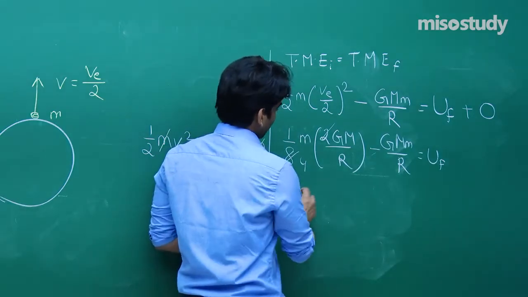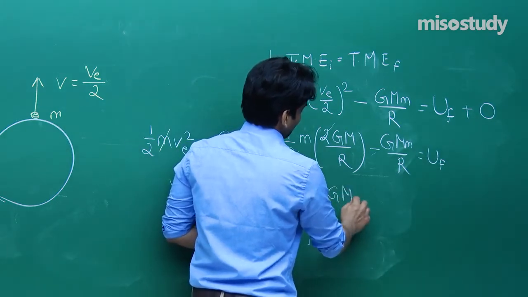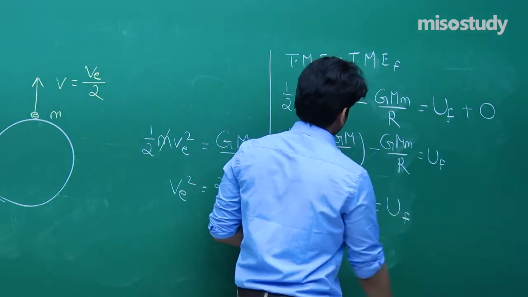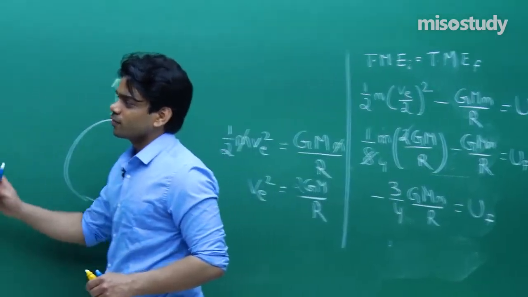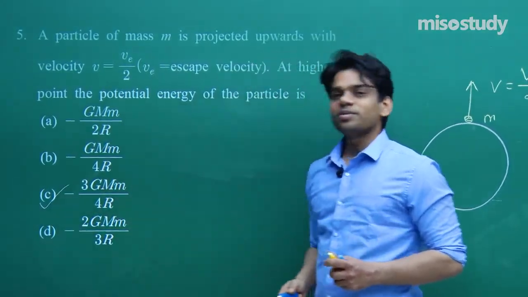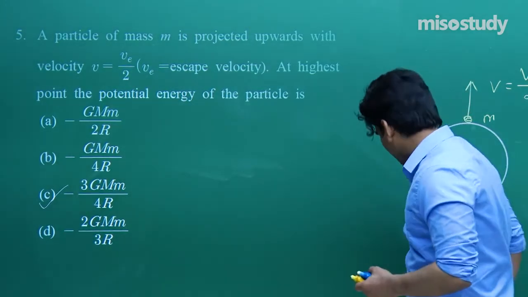So this will come out to be minus 3 by 4 GMm by R, which is the final potential energy. Let's check with the required options. Option 1 is incorrect, 2 is incorrect, the third one matches. So option C, minus 3 by 4 GMm by R, is the right answer for this example.